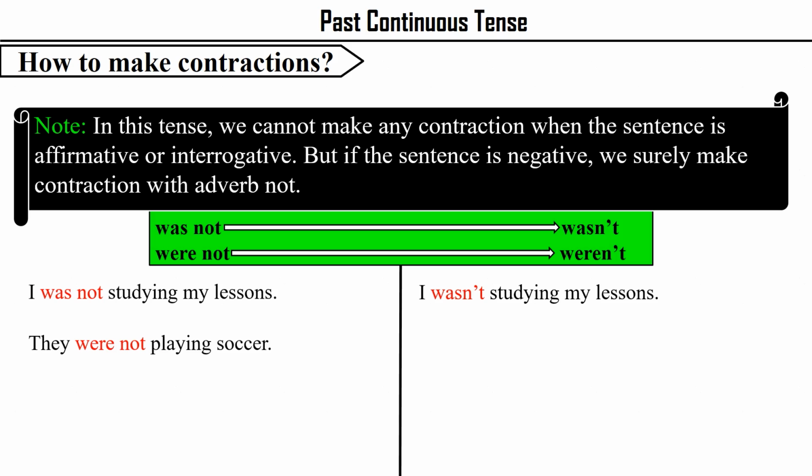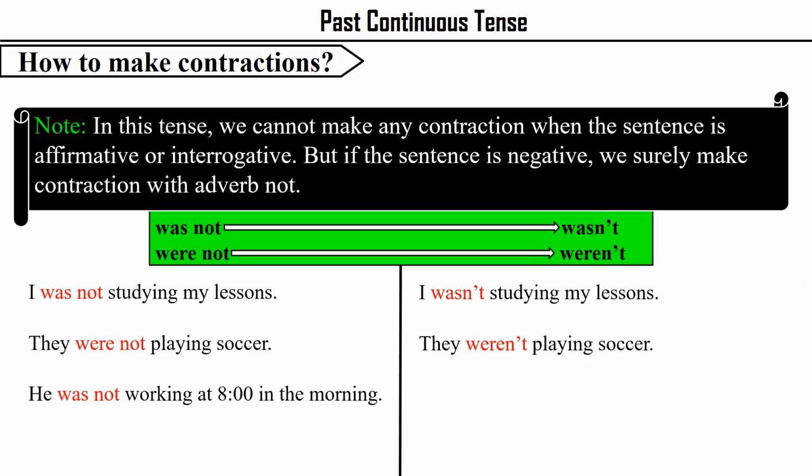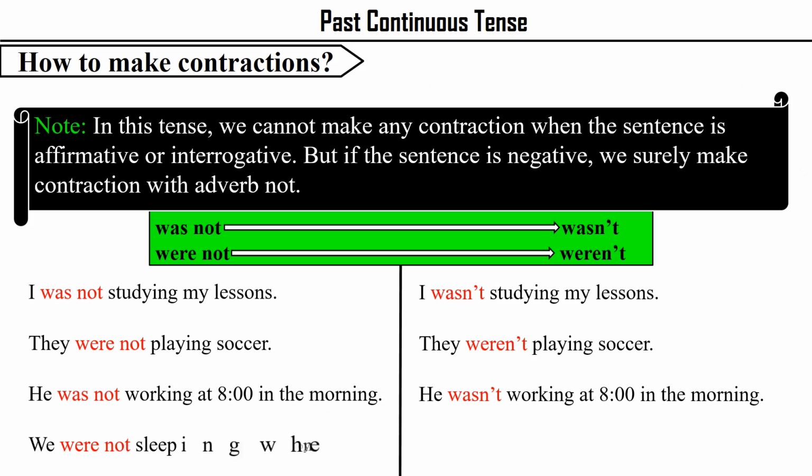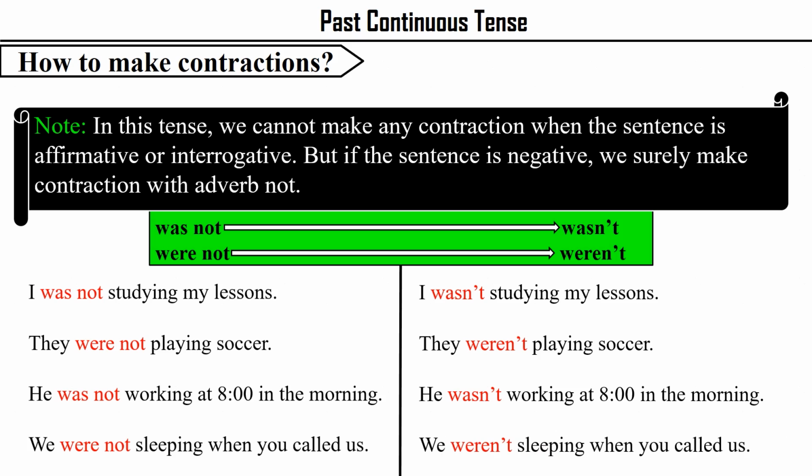They were not playing soccer is the complete form, were not. But the contracted form, they weren't playing soccer. He was not working at 8 in the morning. He wasn't working at 8 in the morning. We were not sleeping when you called us. We weren't sleeping when you called us, etc.